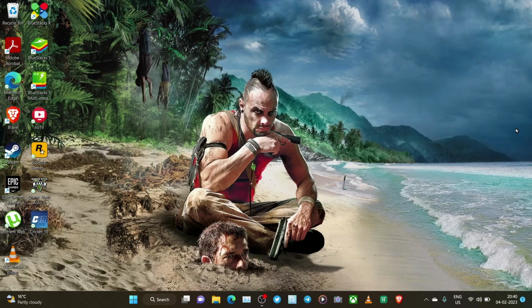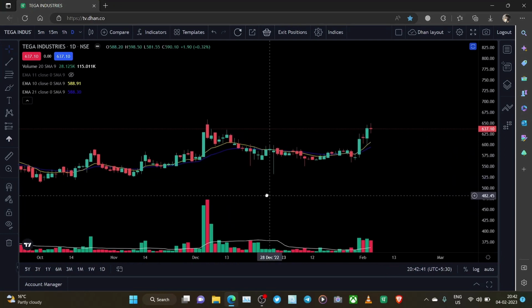Today I am going to show you how I plan low risk entries in my trades by using exponential moving averages and multi-time frame analysis. Here I'll show you how I take low risk entries for maximizing my rewards while keeping the risk minimum. I will show you that with the help of three trades which I had taken a few days back and which had run successfully. The first one is Tega Industries.